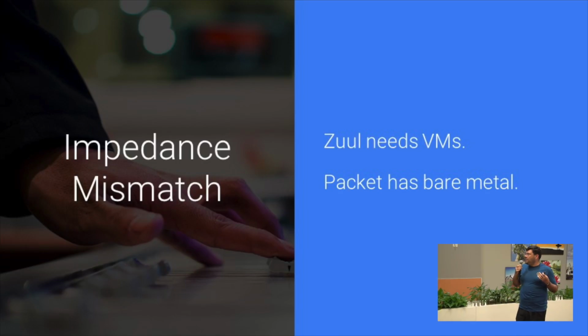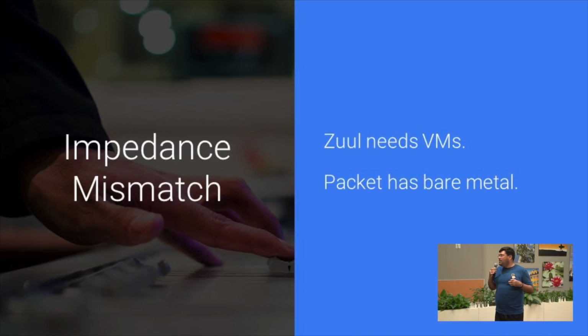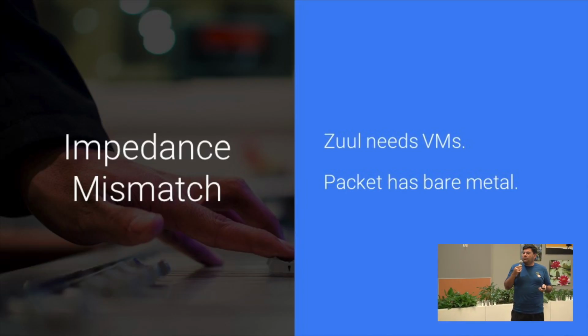So physical machines. But then the problem is Zuul consumes virtual machines. It talks OpenStack APIs, it spins up virtual machines, it talks to storage through storage APIs and everything like that. And Packet is a bare metal service provider. They provide raw metal with an operating system installed on it. So we got a little bit of an impedance mismatch. How can we bridge the gap between bare metal and virtual machines?